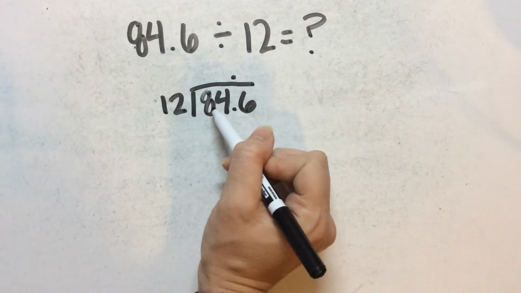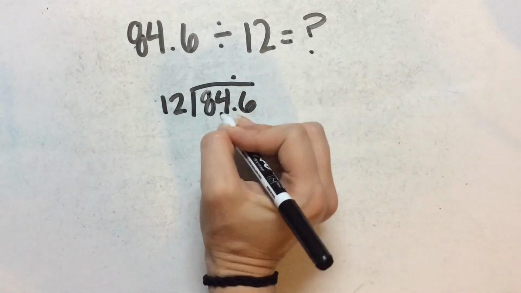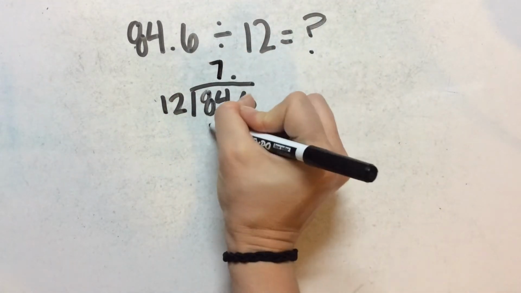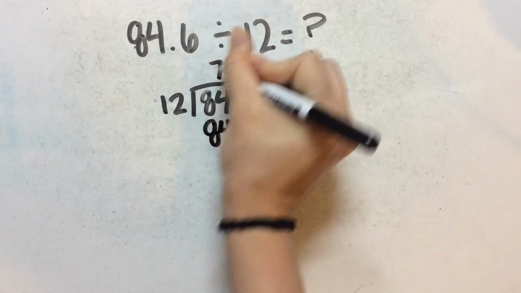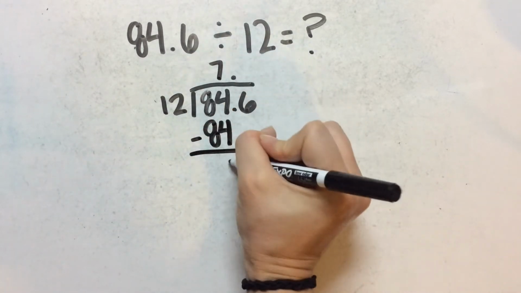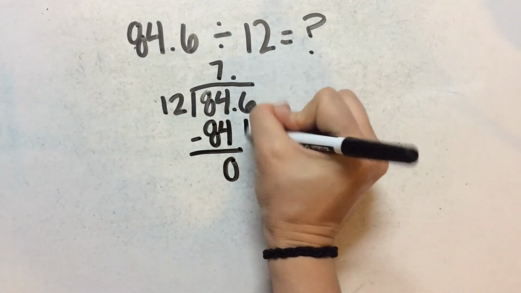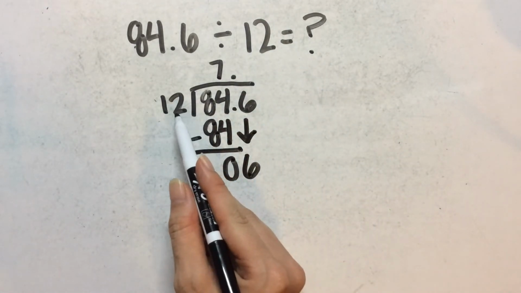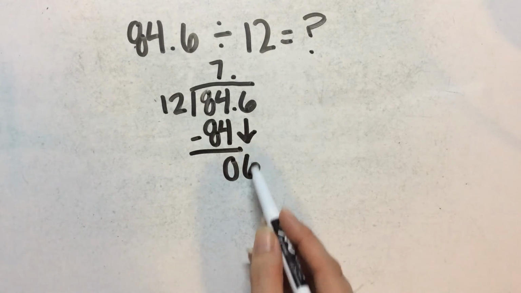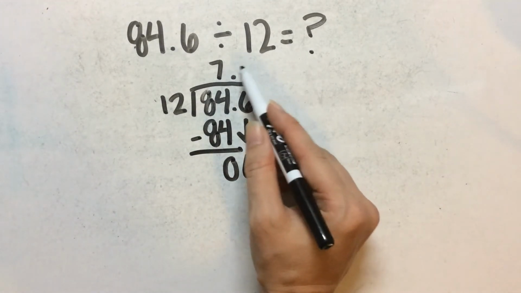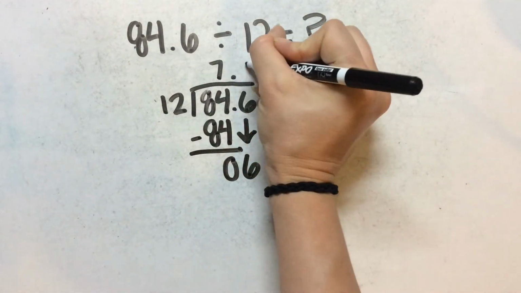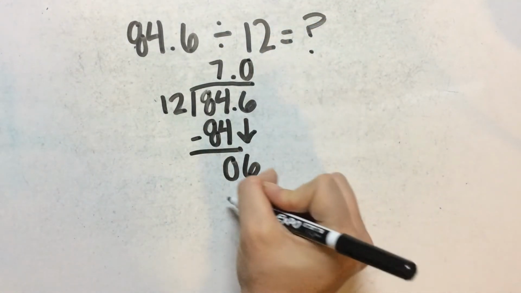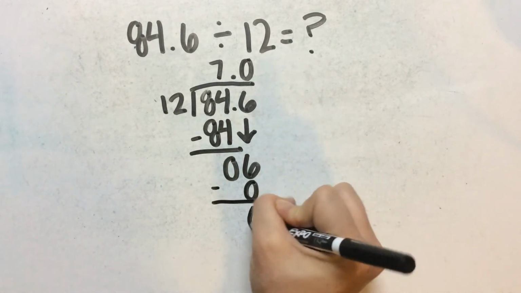So 12 divided into 84, 12 actually goes into 84 exactly 7 times. So that is 84, 12 times 7. Subtracting, we get 0. And then we bring down this 6. But what's really important here is that 12 cannot be divided into 6. So we cannot just put any number we want here. We have to put a 0 here. Okay, so 0 times 12 is 0. Subtract again and we get that 6.